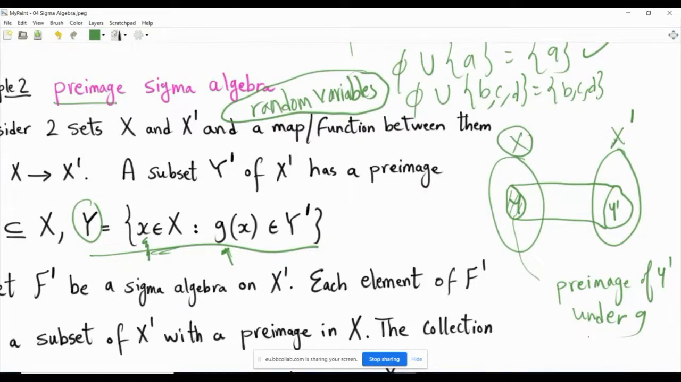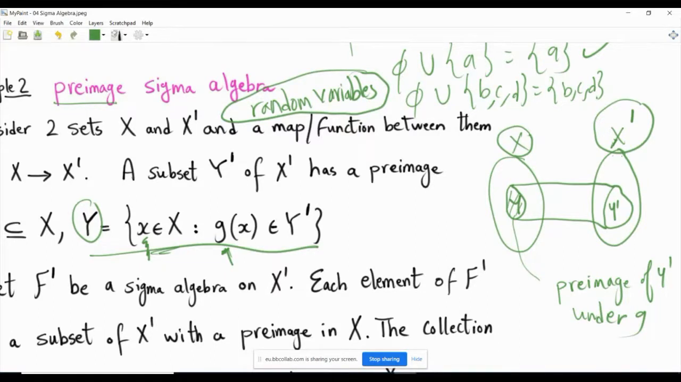Now suppose that you define a sigma algebra on X prime, or someone tells you this is a sigma algebra on X prime. So now you understand the term. What is a sigma algebra? A collection of subsets of X prime that satisfies three things. The empty set is included. If subset A is included, then so is its complement. And if A1, A2, A3, A4 and so on are included, then their countable union is included. So that's a sigma algebra.